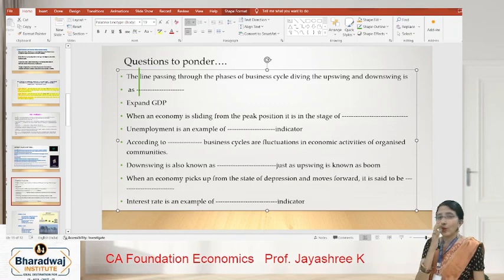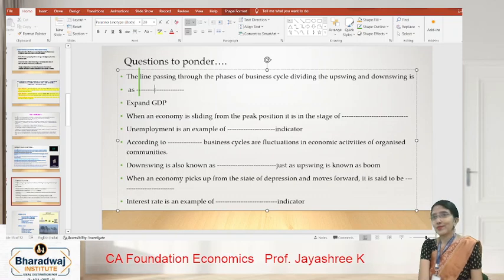Finished? Okay. Now the first question. The line passing through the phases of business cycle dividing the upswing and downswing is known as what? Trend line. Another name can you give? An economic term, thoroughly an economic term, Keynesian jargon, however we want, you can say. Trend line, yeah, it's a statistical thing, but very close to economics, there is a term. The clue is that it is causing the division of upswing and downswing.